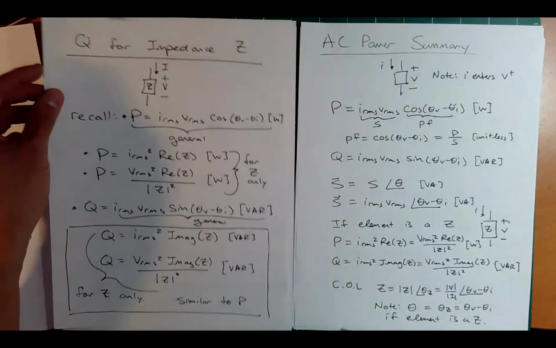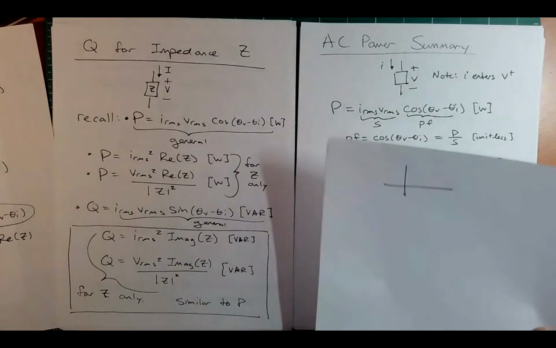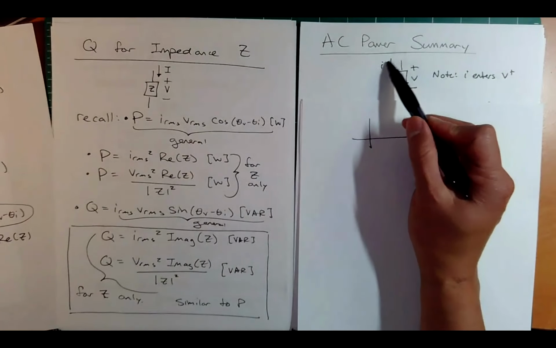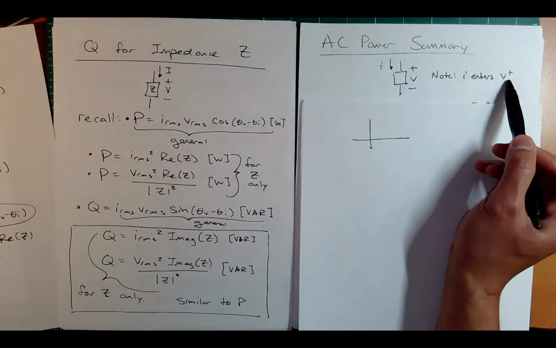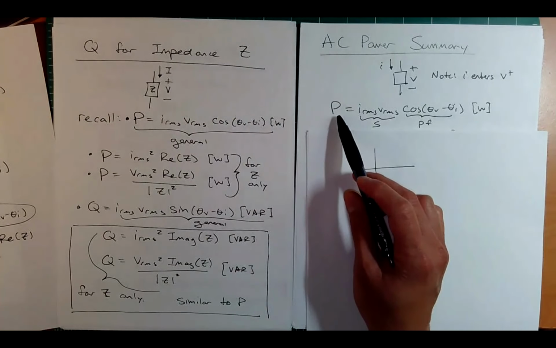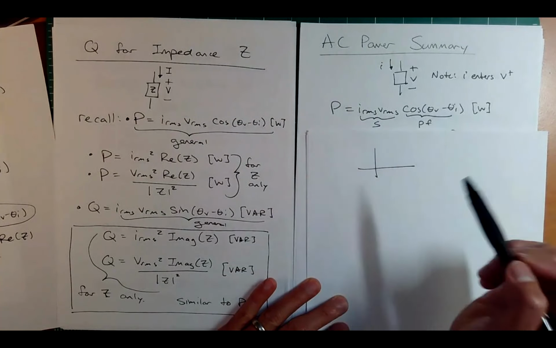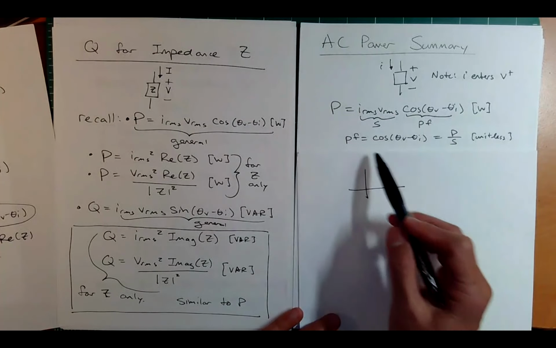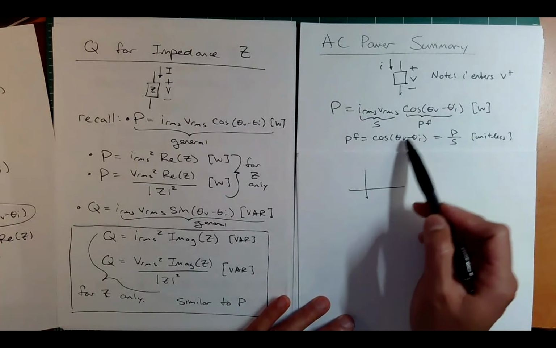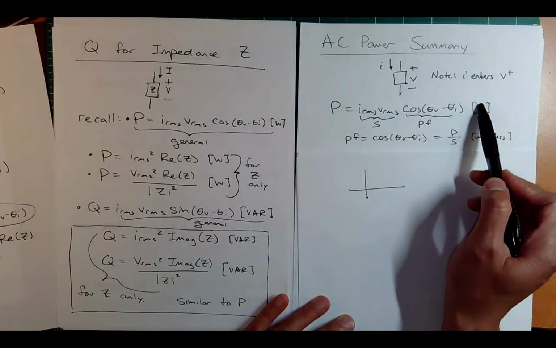So let's just write out everything together as one big page. If we have any element, and notice in all these cases, I enters the positive terminal of V, we can say P equals, the real power is IRMS VRMS cosine of theta V minus theta I. This is S, the apparent power. This is the power factor. And the power factor equals cosine of theta V minus theta I, or the ratio of P over S. This is unitless, this is in watts.